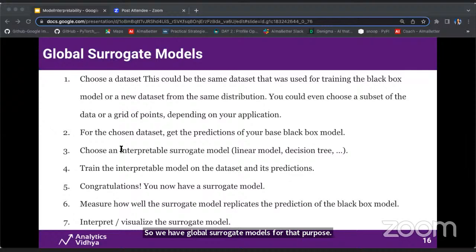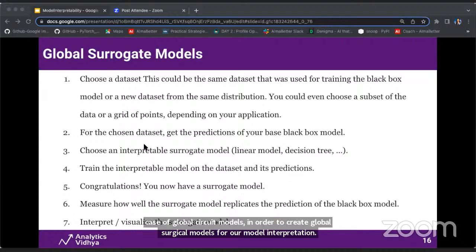A global surrogate model is an interpretable model that is trained to approximate the predictions of a black box model, which can essentially be any model, regardless of its complexity or training algorithm. Typically we use a more interpretable surrogate model based on our base model, which is treated as a black box model. I will go through the steps, and this will help you imagine the steps we follow in order to create global surrogate models for our model interpretation.